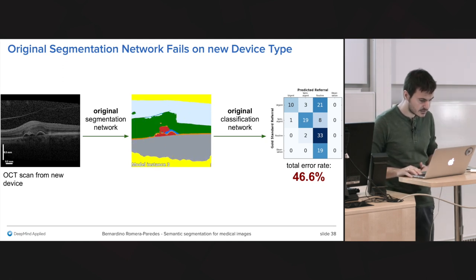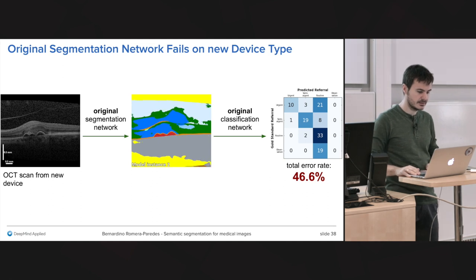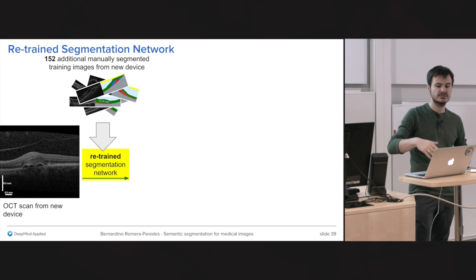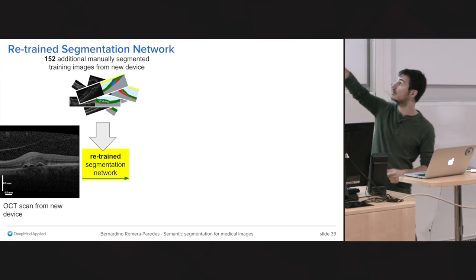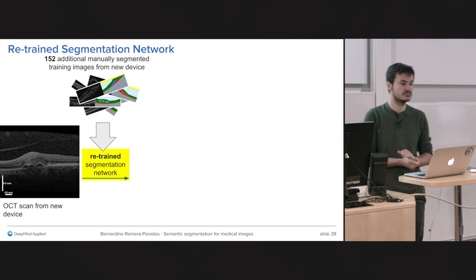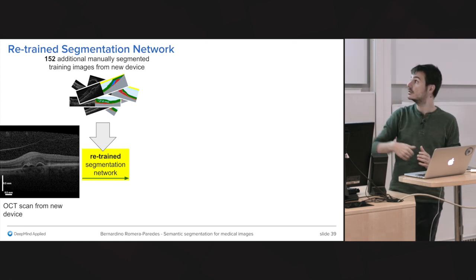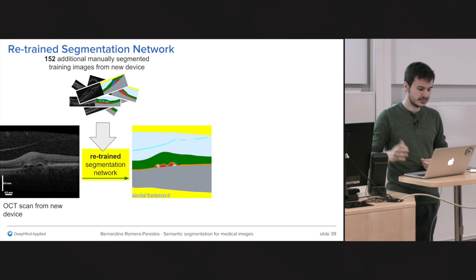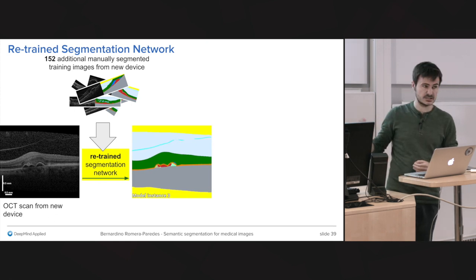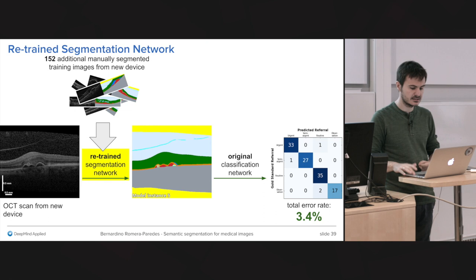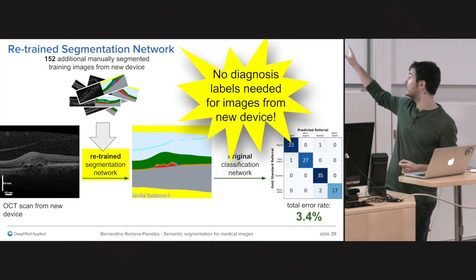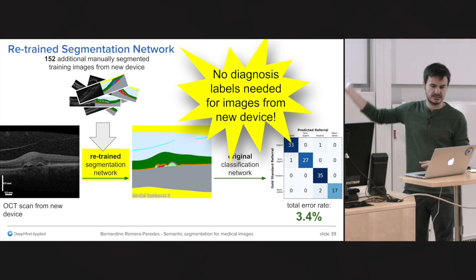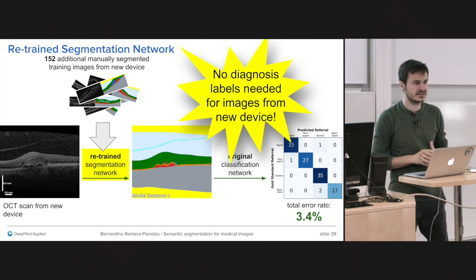So what we did was retrain the segmentation network using only 150 segmentation slice labels on the new scans. Then we get much better segmentations, and finally the classification network's final results were also pretty good, in the same range as the ones we were getting before.